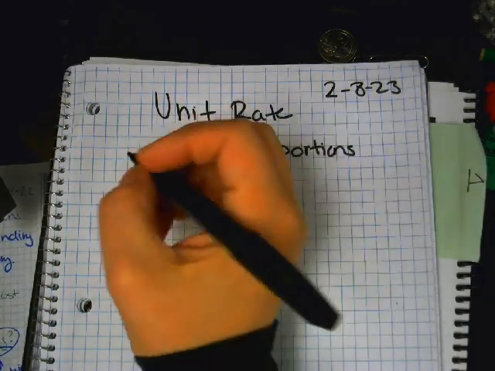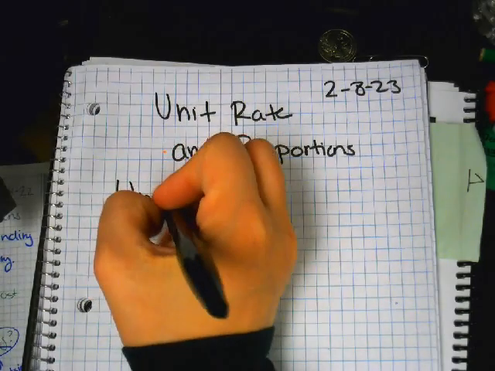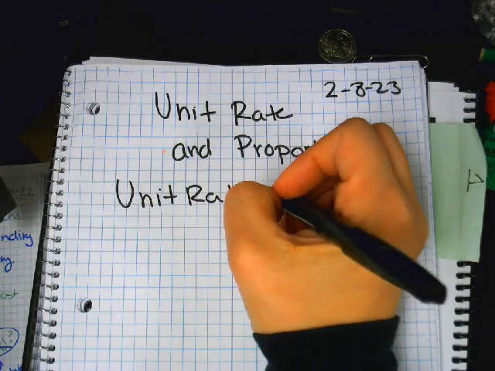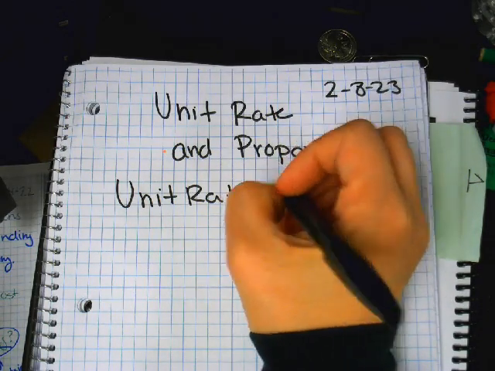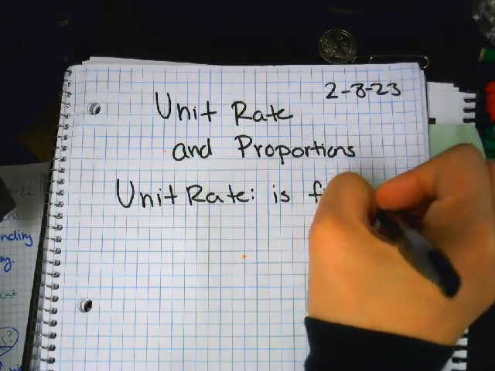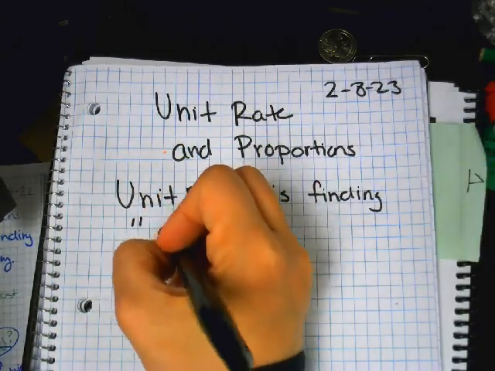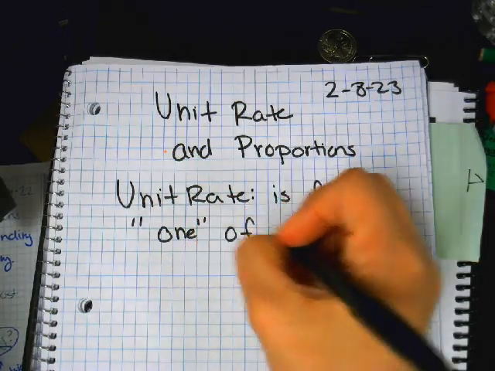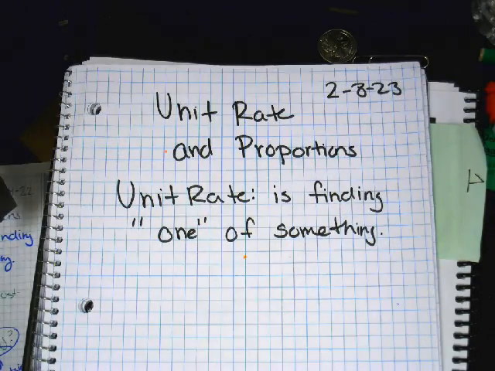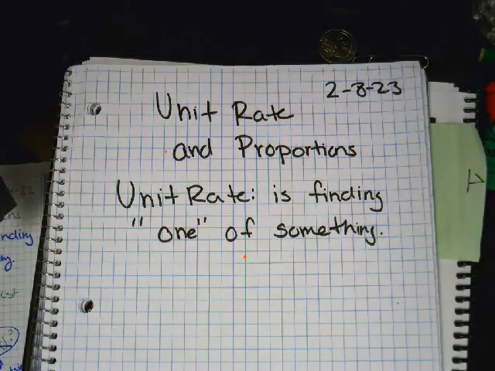All right. Does anybody know what unit rate means? Unit rate is finding, quotation marks, one of something. It doesn't make a lot of sense right now. It will maybe in a second. So finding one of something.